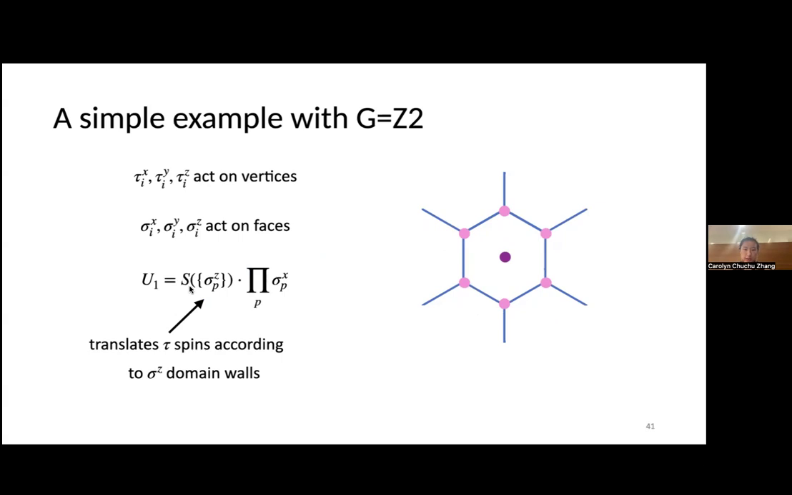So this S is a functional. It takes as input a domain wall configuration on the faces, and then it does a translation on the vertices accordingly. You can check that, although it's not completely obvious, this unitary is actually a finite depth quantum circuit. It's sort of a control swap circuit, but you can write it in a finite depth way. So what it does is if there's a domain wall configuration on the sigma z's, then it will do a translation on the taus such that the up domain is to the left and the down domain is to the right.